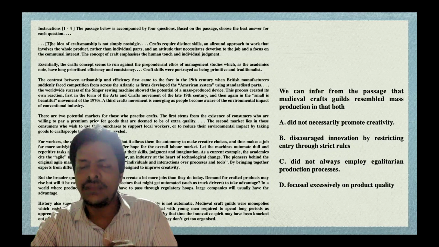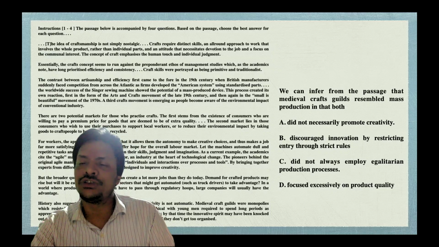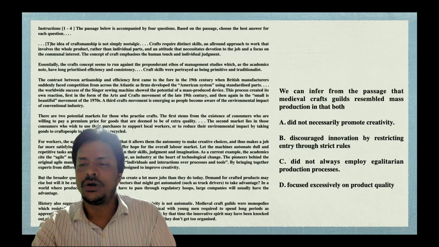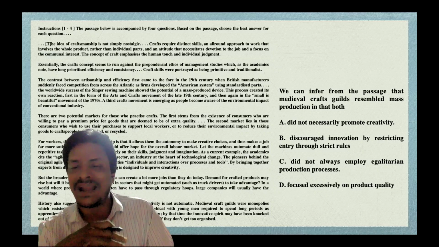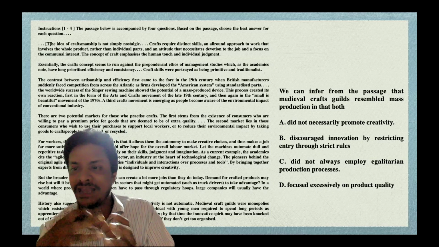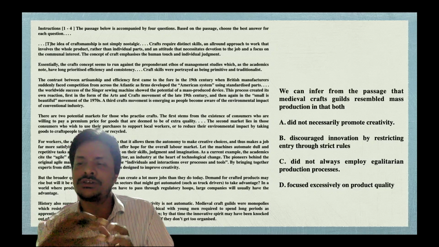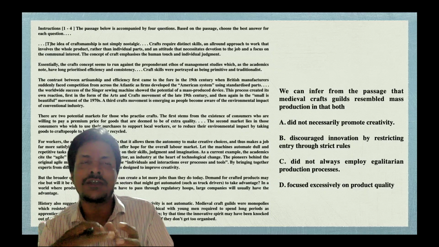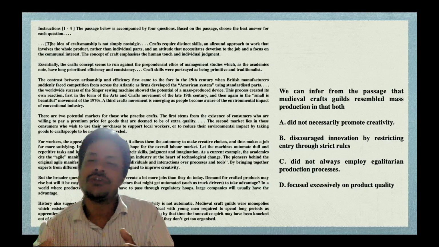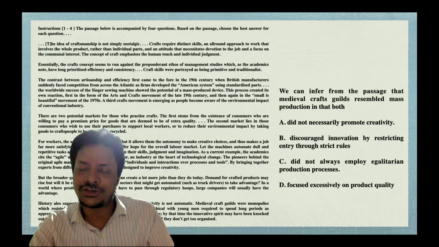So in the fourth paragraph, it is stated that there are two potential market types. Two potential markets means two types of customers for those who practice crafts. The first stems from the existence of consumers, buyers who are willing to pay a premium price, an extra or high price, for goods that are considered to be of extra quality.